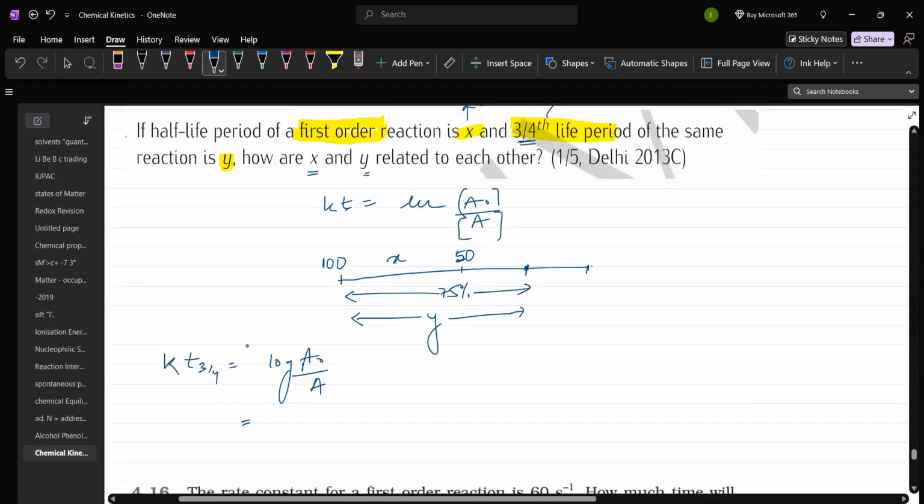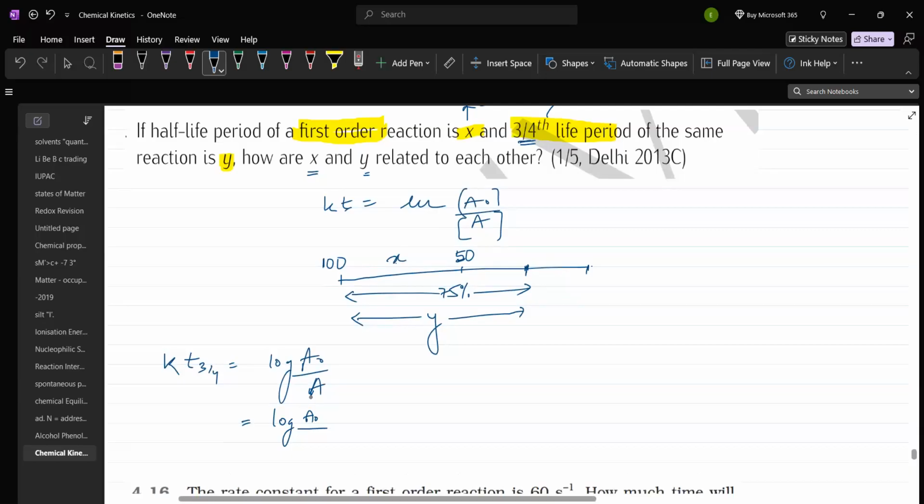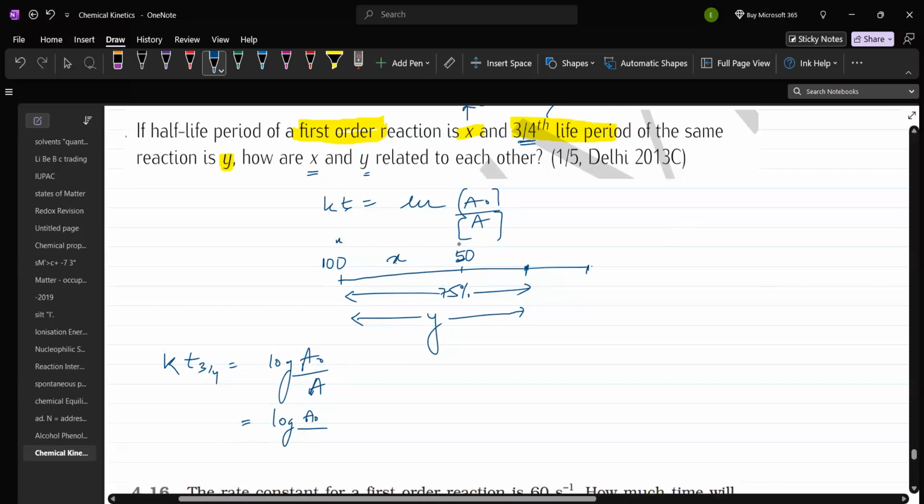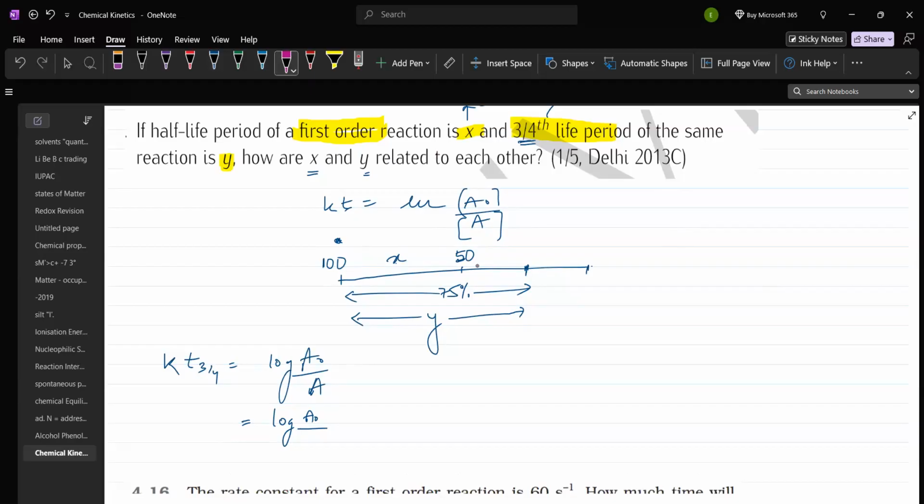Sir, I put X. But X is T half, no? Oh. Achha, you have taken this as X and this as something else. No, sir, I took it like how you took it. I think I'm just confused.